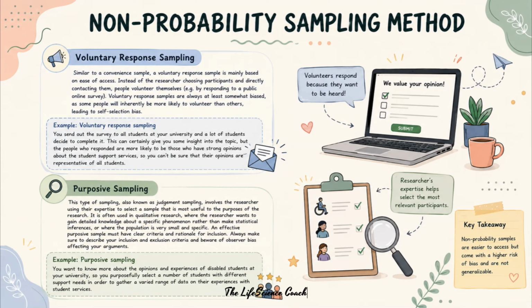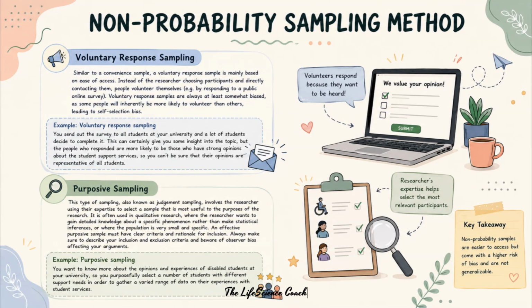Example: a university sends an online survey to all students. Only students interested in the topic respond. Advantage: quick and low cost. Disadvantage: responses may be biased because people with strong opinions participate more.